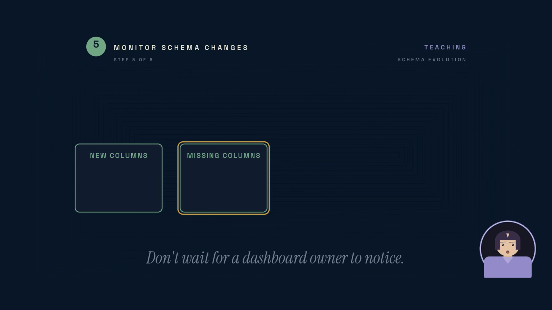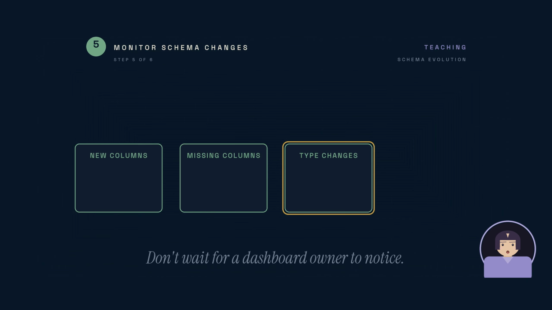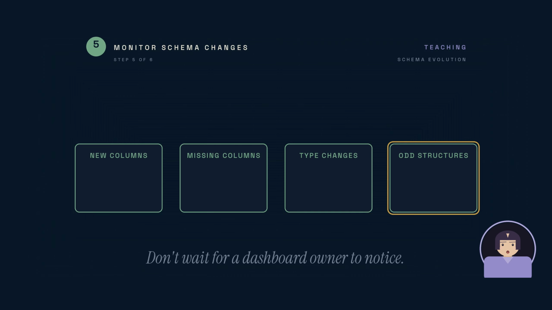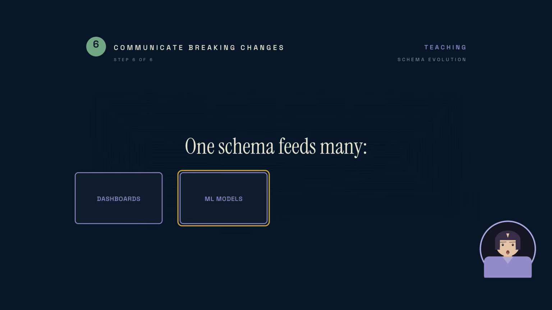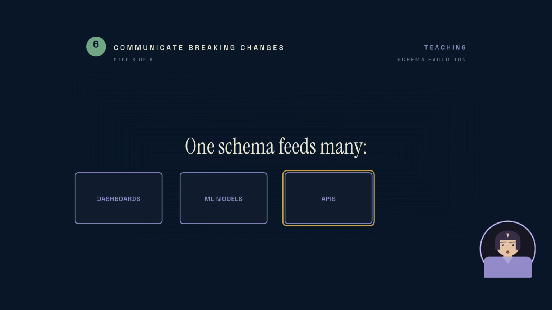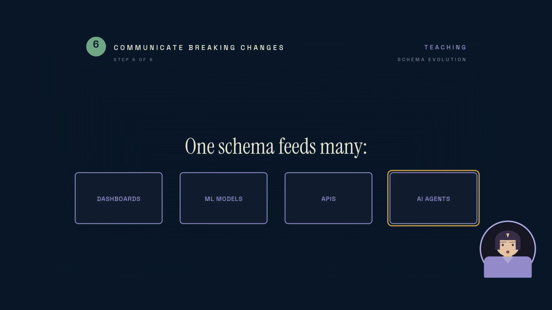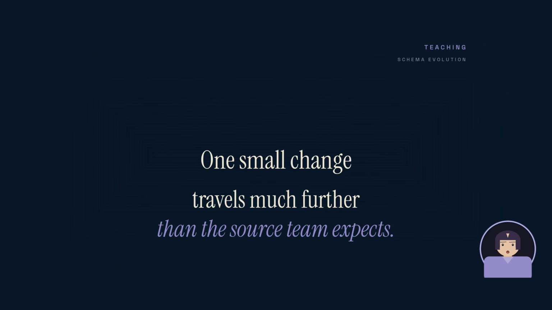Fifth, monitor schema changes. Do not wait for a dashboard owner to tell you something looks wrong. Track new columns, missing columns, type changes, and unexpected structures. And finally, communicate breaking changes. A schema belongs to more than one pipeline. It may feed dashboards, machine learning models, APIs, and AI agents. One small source change can travel much further than the source team expects.